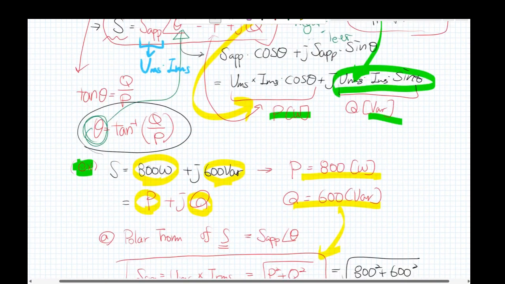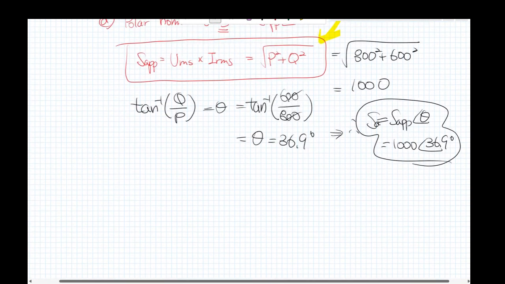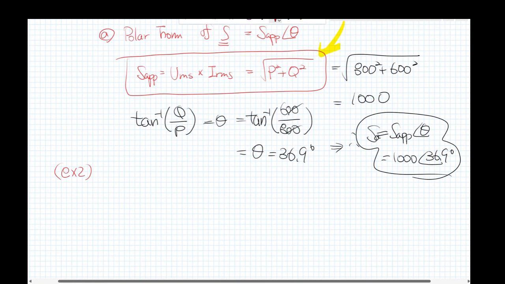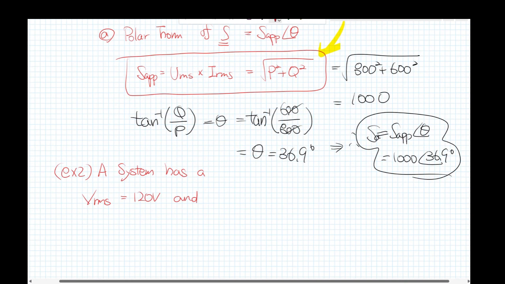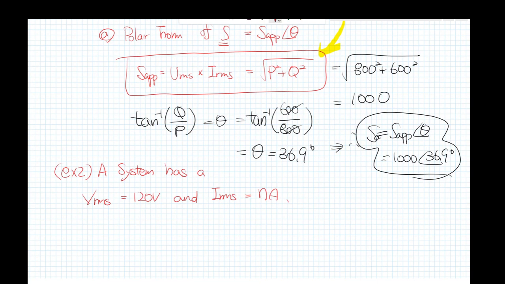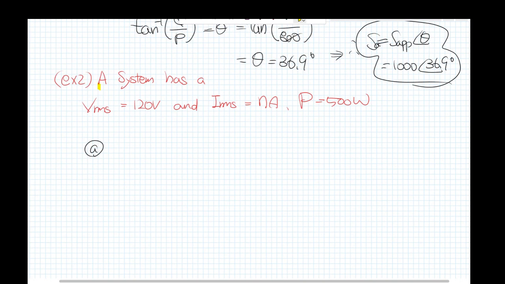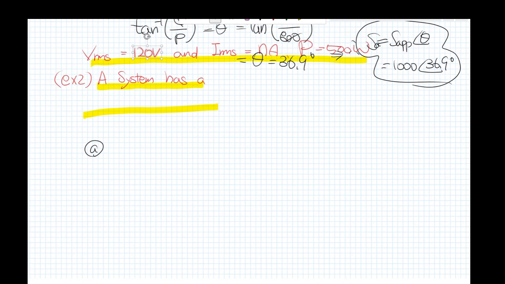Okay. The second sample question. A system has a voltage of RMS 120 volt and current of 7 amp, and the active power is 500 W. Okay, that is the question.